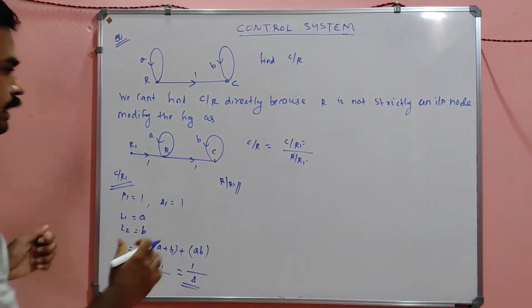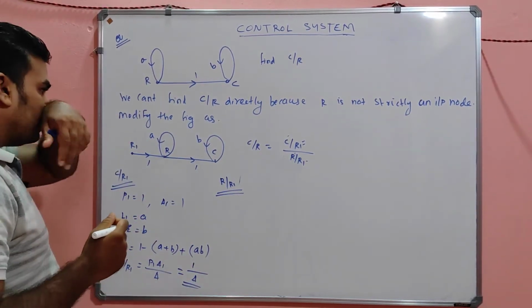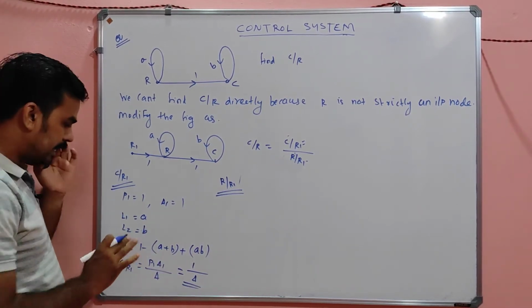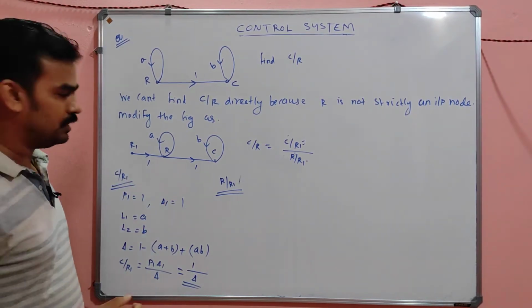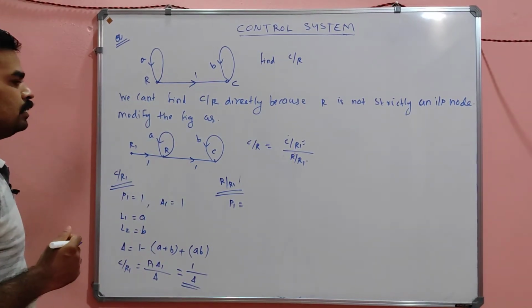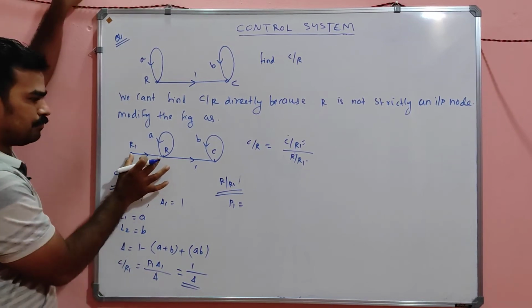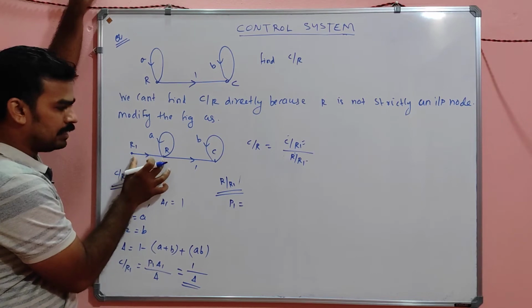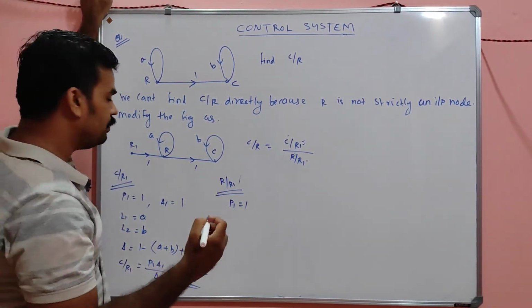Next, what is R by R1? For R by R1, the loops are the same and del is also the same. Only P1 and del 1 will change. R by R1 means from here to here only, so there is only one forward path from R to R1, and its gain will be 1.